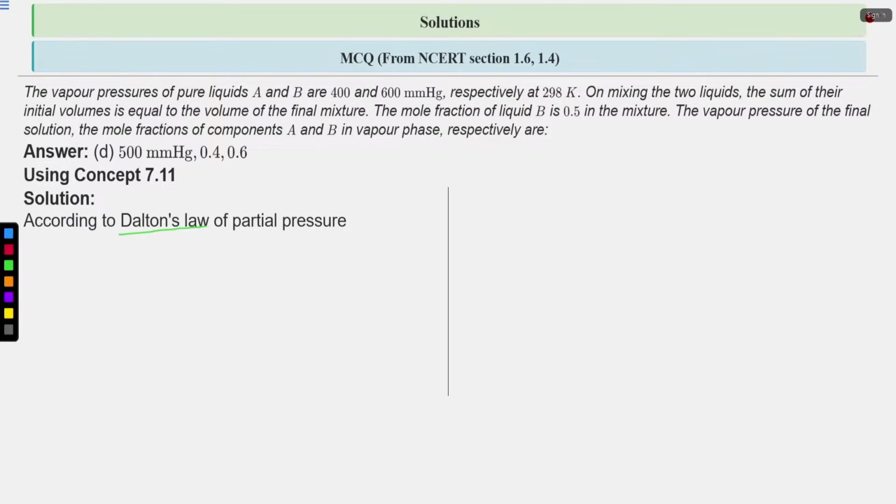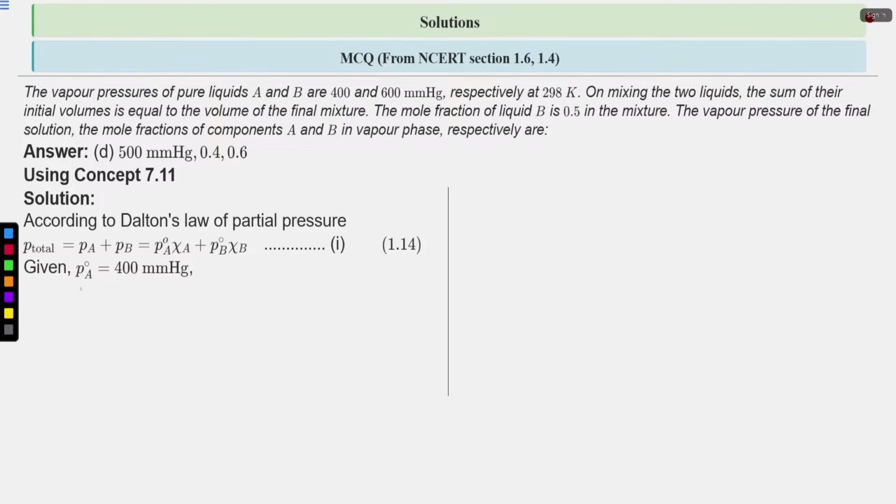According to Dalton's law of partial pressure, the P total of any solution will be the sum of the partial pressures of all its components. That means if you have a solution where the pure liquids are A and B, the total pressure of the solution will be the vapor pressure of A plus the vapor pressure of B. You can also write it as P naught A, the vapor pressure of pure solvent, times chi A, plus P naught B times chi B. Let's suppose this is the first equation, and this equation is marked as 1.14 in our NCERT textbook in the chapter Solutions.